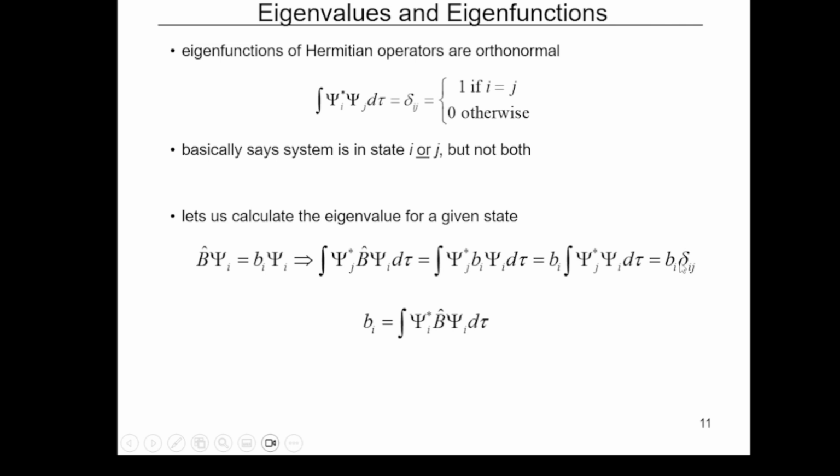So delta ij is equal to 1 if i is equal to j. So if that is the case, then bi is equal to this value here, and that is shown here. That bi is equal to the integration of conjugate wave function, operator, wave function, d tau.